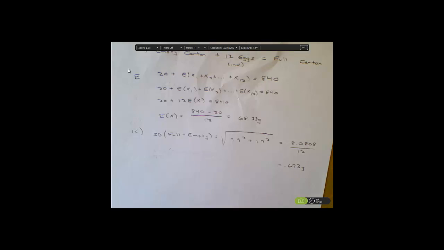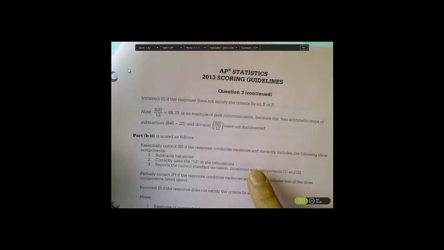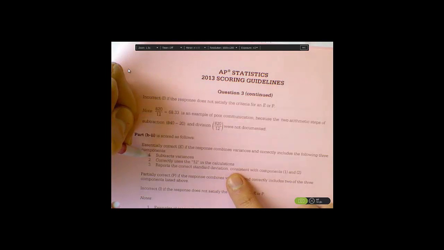Let me take a look at grading myself here. Okay, there is a few components that they're looking for, that you subtract the variances. I did that. Correctly uses the 12 in the calculations. I did not do that. And report the correct standard deviation consistent with components 1 and 2. I didn't really do that either.